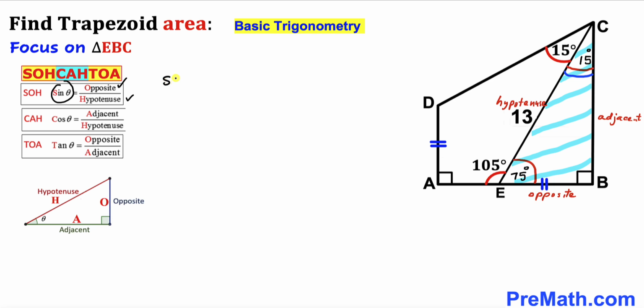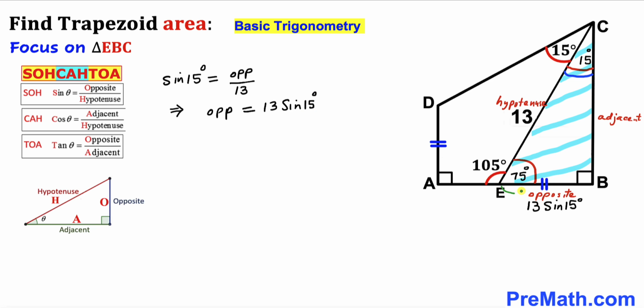And now let's focus on the sine of 15 degrees, which is opposite divided by hypotenuse. So I can write sine of 15 degrees equals our opposite side, I'm going to call it OPP, divided by our hypotenuse, which is 13. I'm going to multiply by 13. So therefore we can see that this opposite side turns out to be 13 times sine of 15 degrees. So this opposite side EB turns out to be 13 times sine of 15 degrees.